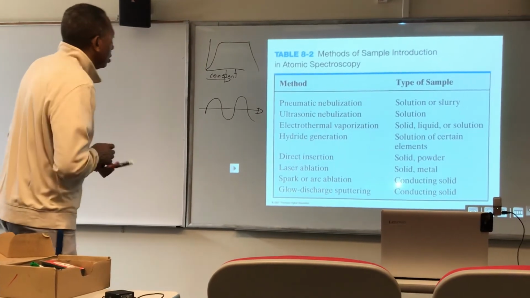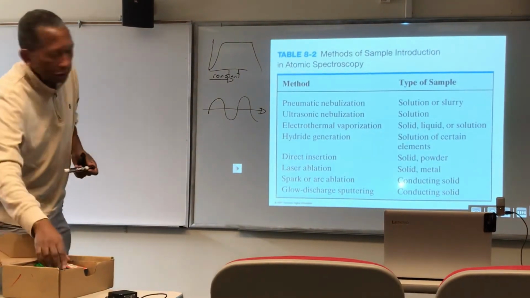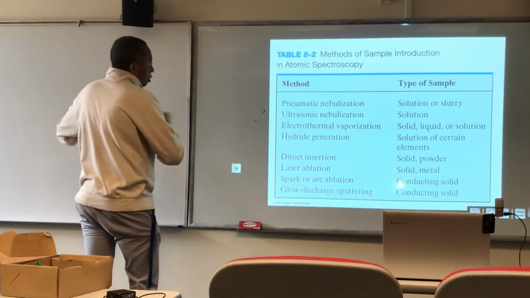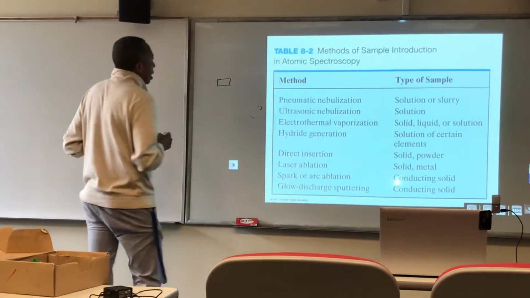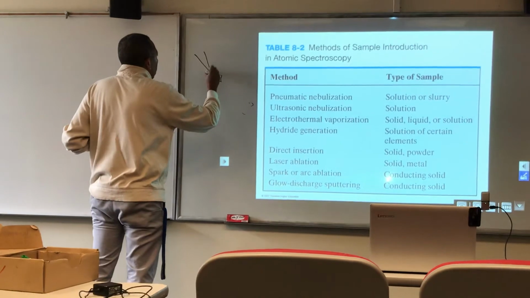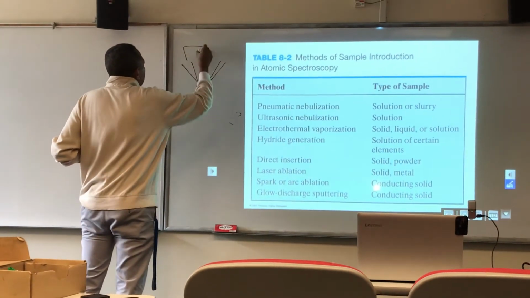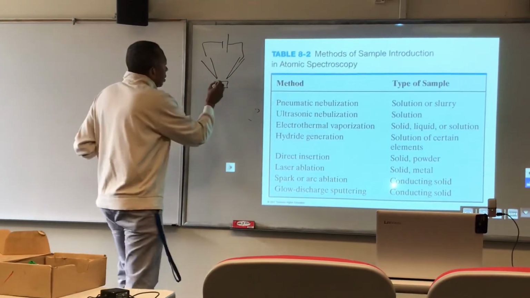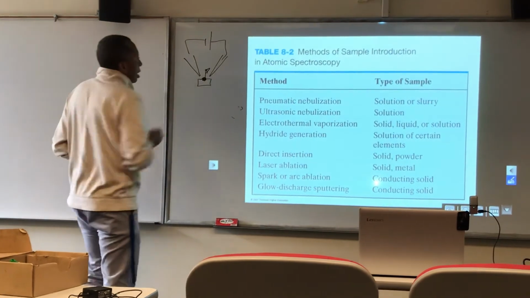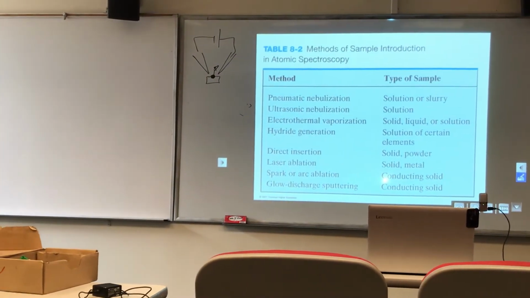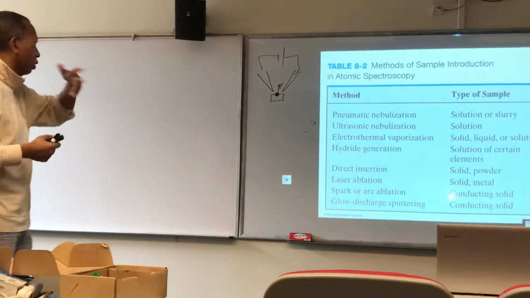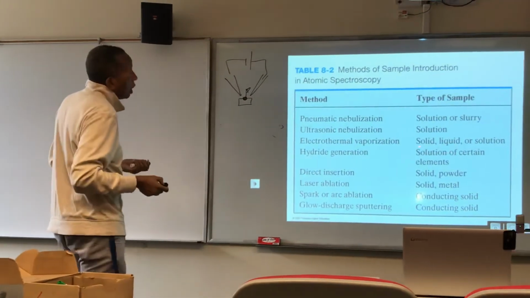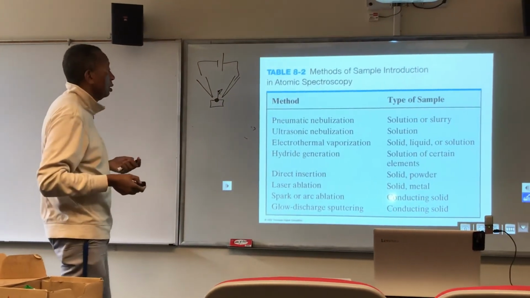Electrothermal: what we have would be the sample. Let's assume the sample is a solid, and we have two electrodes, right? And the electrodes will be connected to some kind of power supply, right? And then we'll apply a potential across it. And what will happen is it will heat up the sample and vaporize the sample. All right? So the sample would vaporize, and we have the beam from the source passing through it, and we get a reading, right? So for electrothermal, we can use solids, liquids, or some kind of a solution.